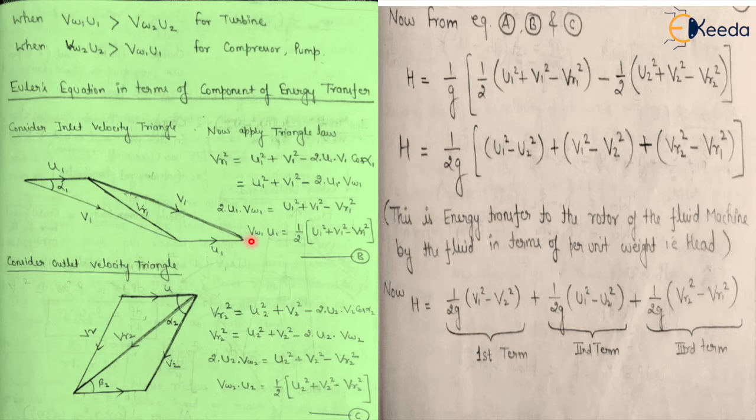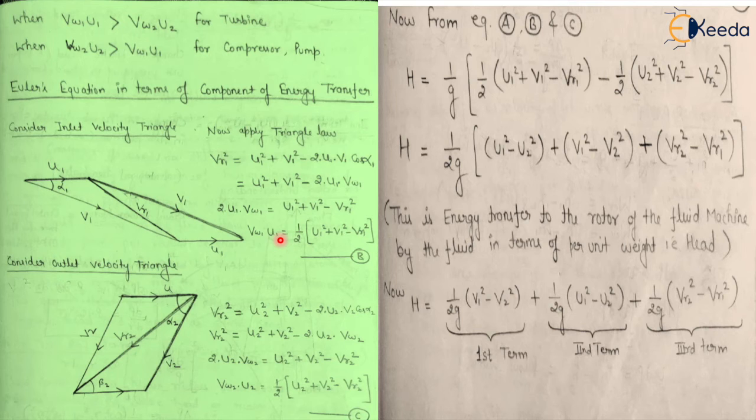So with the help of the inlet velocity triangle and outlet velocity triangle, we got the value Vw1 U1 equal to half of U1 square plus V1 square minus VR1 square. Similarly, for the outlet velocity triangle, we got Vw2 U2 equal to half of U2 square plus V2 square minus VR2 square. This is basically the equation we got from the vectors. You know vectors very well, and you have studied them in your school time.